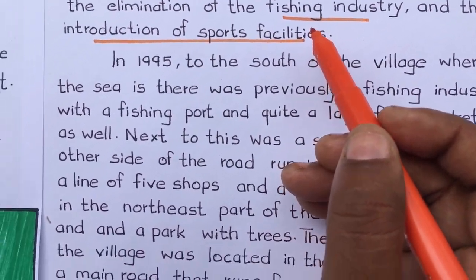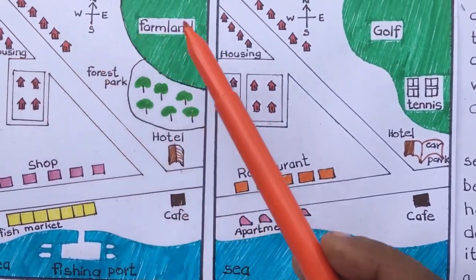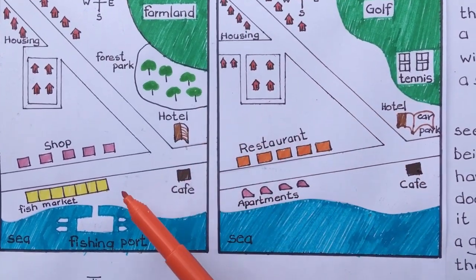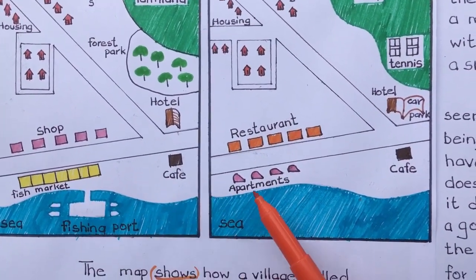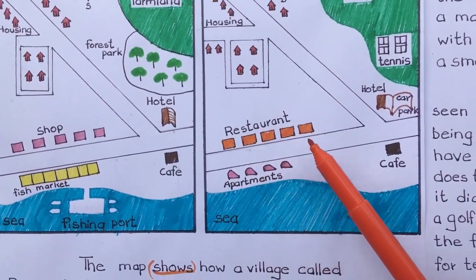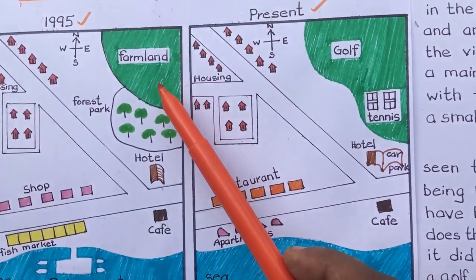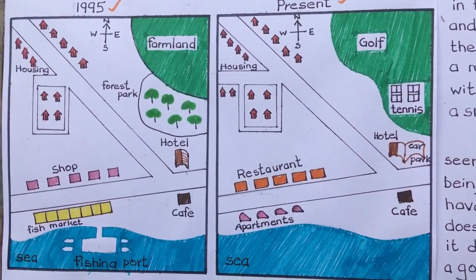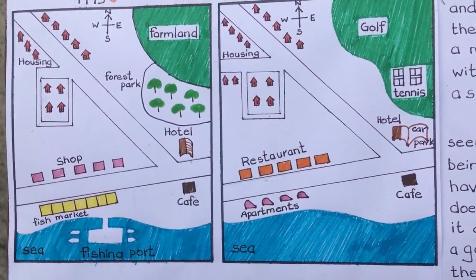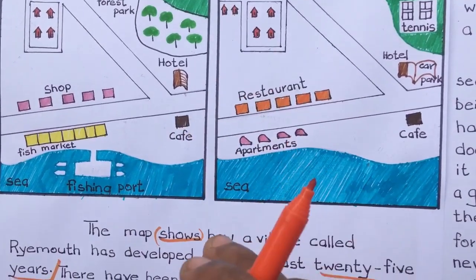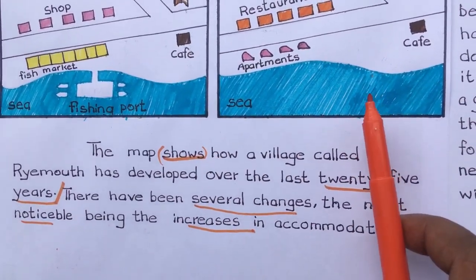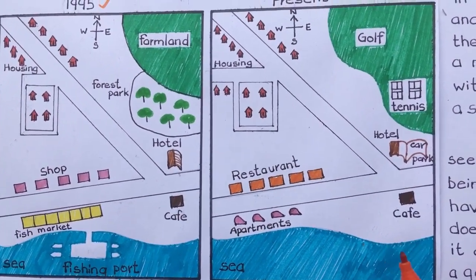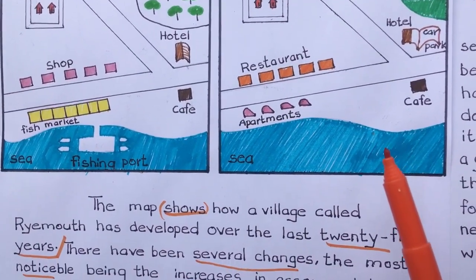Let's move to the diagram. It's about the accommodation. You can see the accommodation changes clearly, and then you can see the changes in the fishing industry. The fishing market has entirely changed; it was replaced with apartments. And it was just farmland, and later changed to sports facilities including golf and tennis. So you got it. My introduction itself shows the overall changes that happened within the map. When you write an IELTS Task 1, your introduction should meet the criteria. The overall concept of your map is very important.